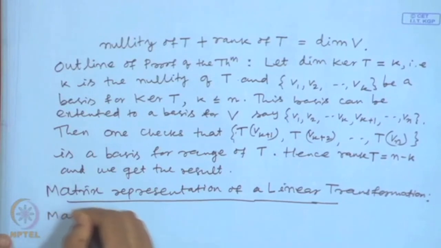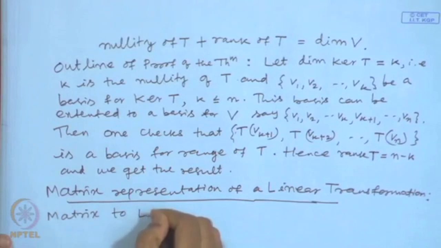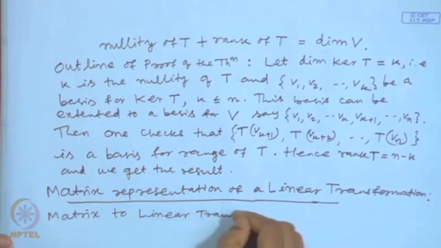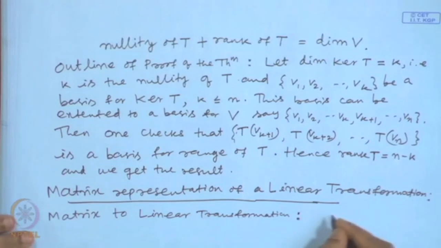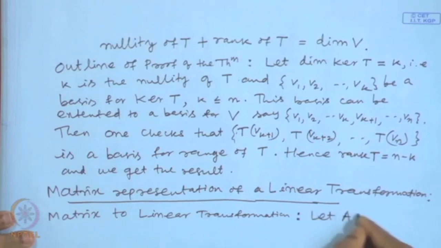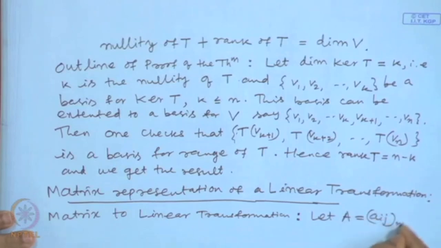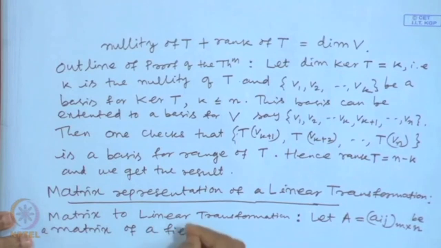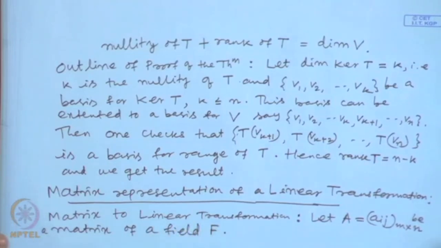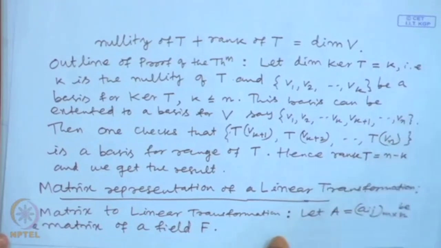So first here we shall see from matrix to linear transformation. Here we are having an m by n matrix, say A with entries a_ij. Let A be a matrix over a field F, then we will find a linear transformation associated with this matrix.